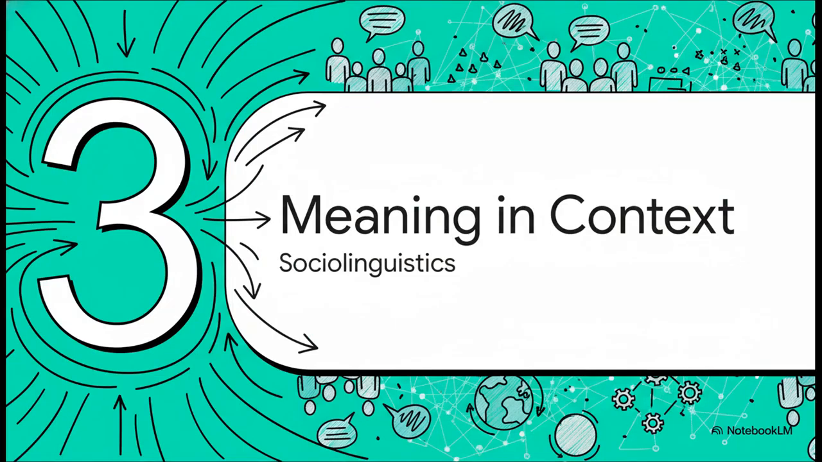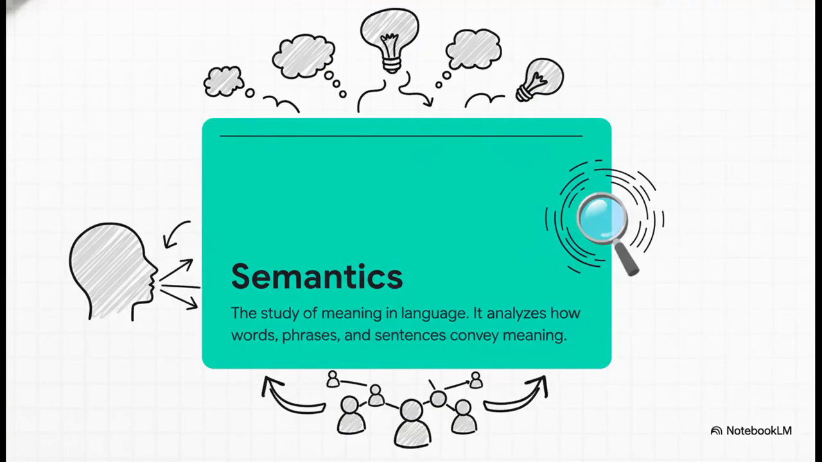Okay, so we've looked at words up close, and we've seen how sentences are built. But now we've got to zoom out, because language doesn't just happen in a textbook, right? It's out there in the real world, used by real people. And that social context changes everything. And this is where semantics comes into play, the actual study of meaning. It's the bridge between our perfectly built sentences and the messy real world.